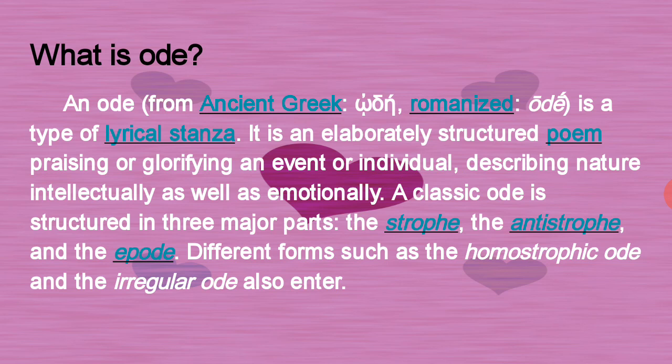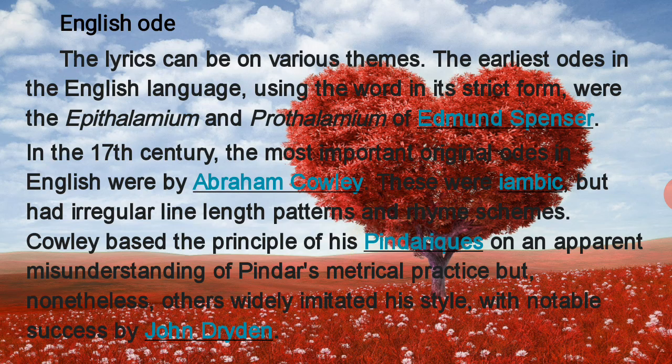A classic ode is structured in three major parts: the strophe, the antistrophe, and the epode. Different forms such as the homostrophic ode and the irregular ode also enter. So for now we are going to see the English ode.